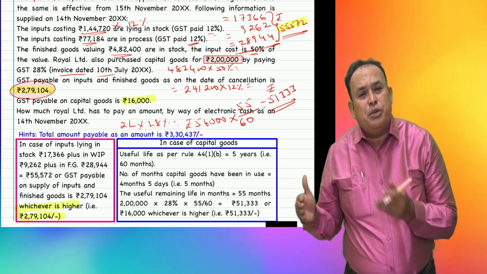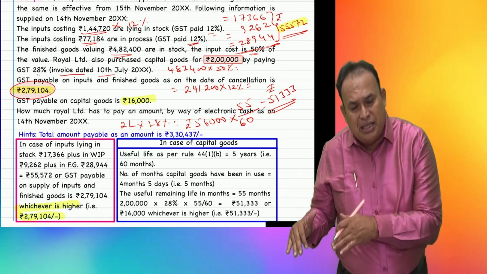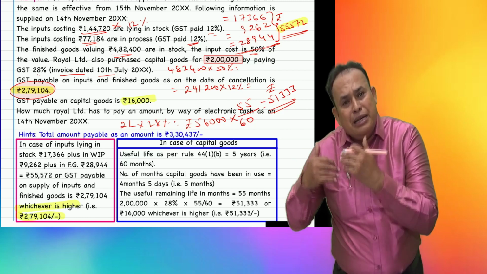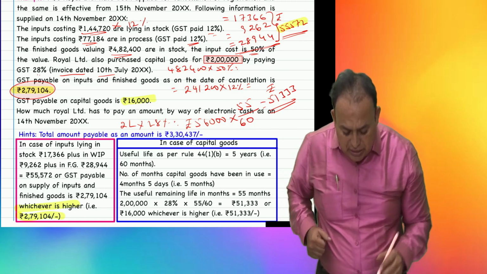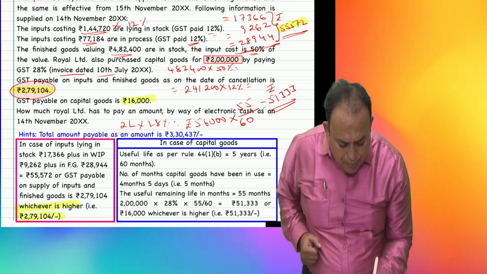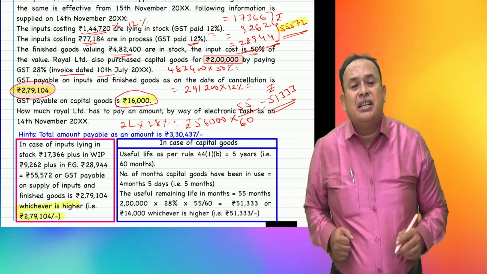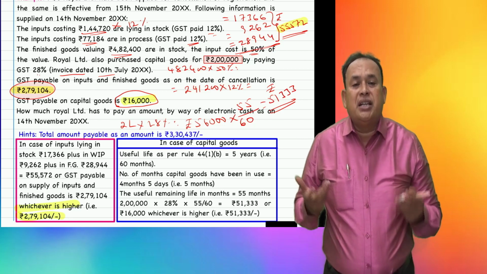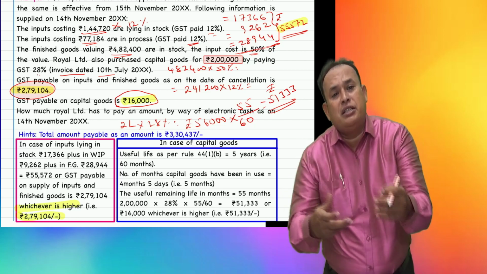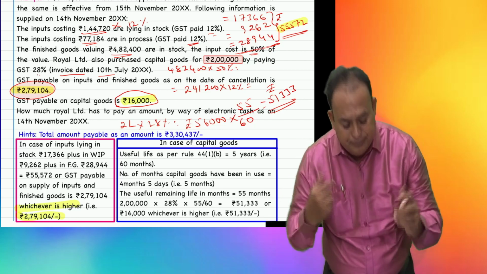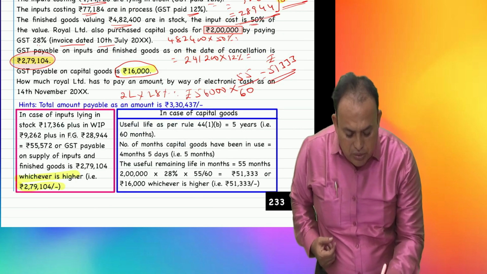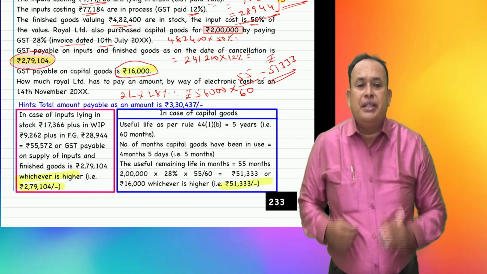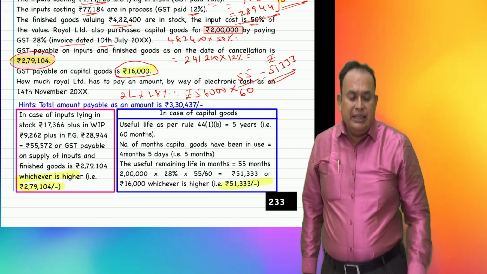Compare with the GST payable on such capital asset as a deemed supply. GST payable on capital goods is given as 16,000. Whichever amount is higher. Which is higher? 51,333. That much you have to pay to the electronic cash ledger, because they won't have any credit with them. Therefore, 51,300 they have to pay to the department in the case of capital goods.